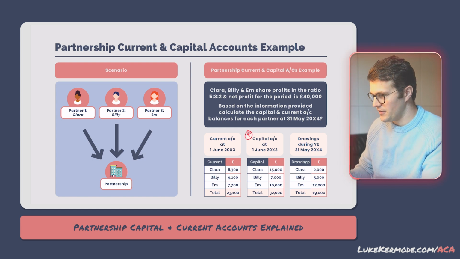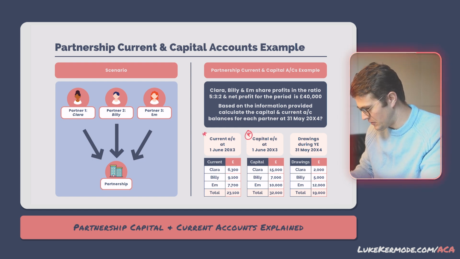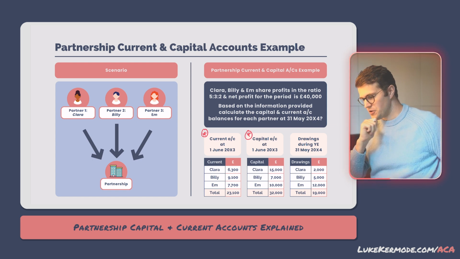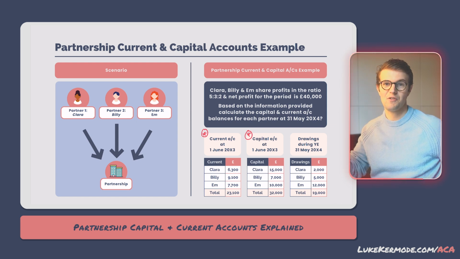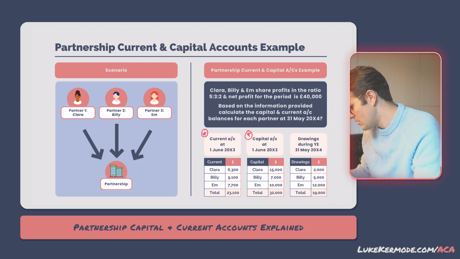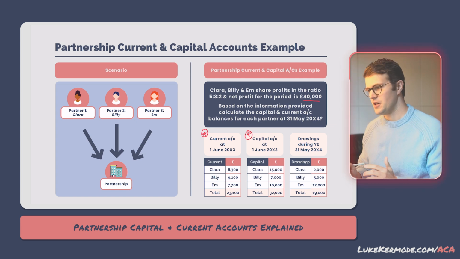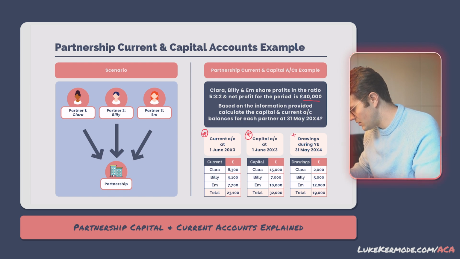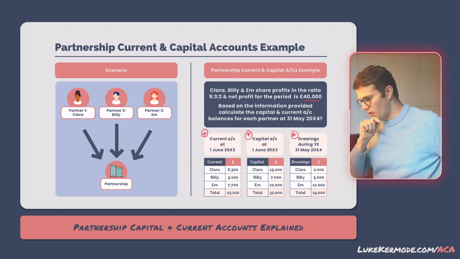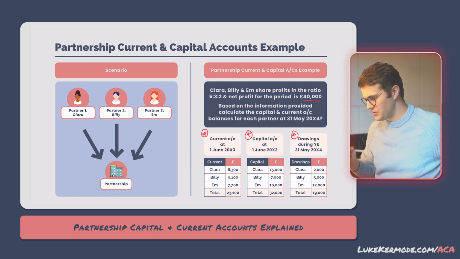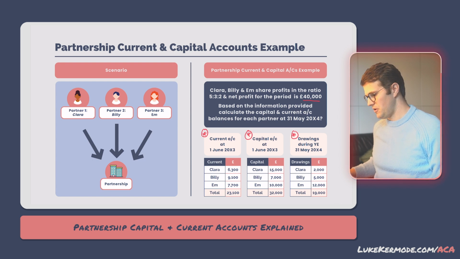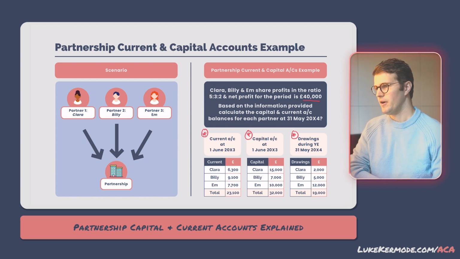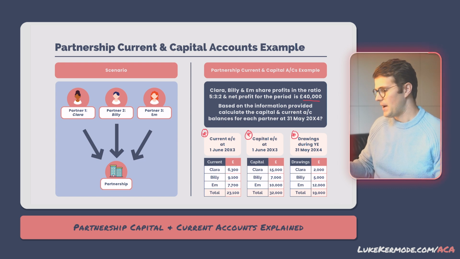We're also told that the current account balances at the 1st of June were as follows. So Clara had a balance of 6,300, Billy 9,100 and Em 7,700. These are the balances that are going to change as the business made a profit of £40,000 during the year, and the partners have made drawings. They've made drawings as follows. So Clara withdrew £2,000, Billy 5,000 and Em 12,000. So based on all of this information, we've been asked to calculate each partner's share of the profit and update their current account balances accordingly.